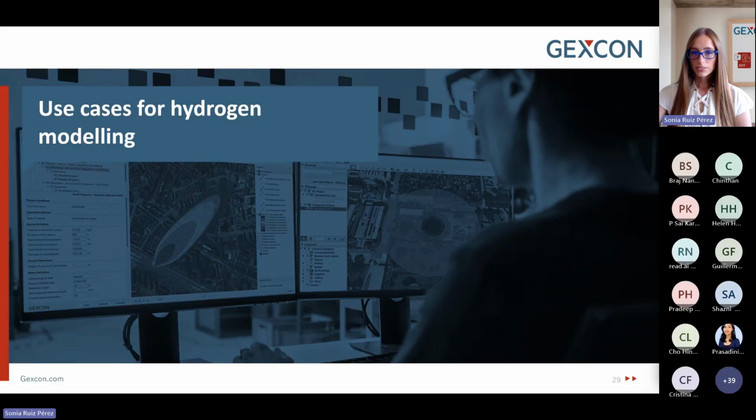Now that we've covered the fundamentals of hydrogen properties and safety considerations, let's look at some practical hydrogen modeling use cases using EFFECTS, from evaluating dispersion and reactivity to simulating potential fire and explosion events.